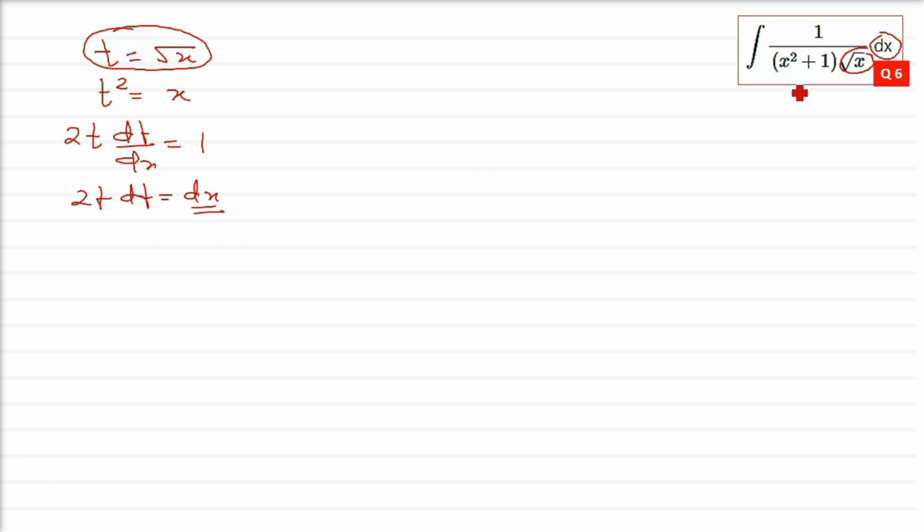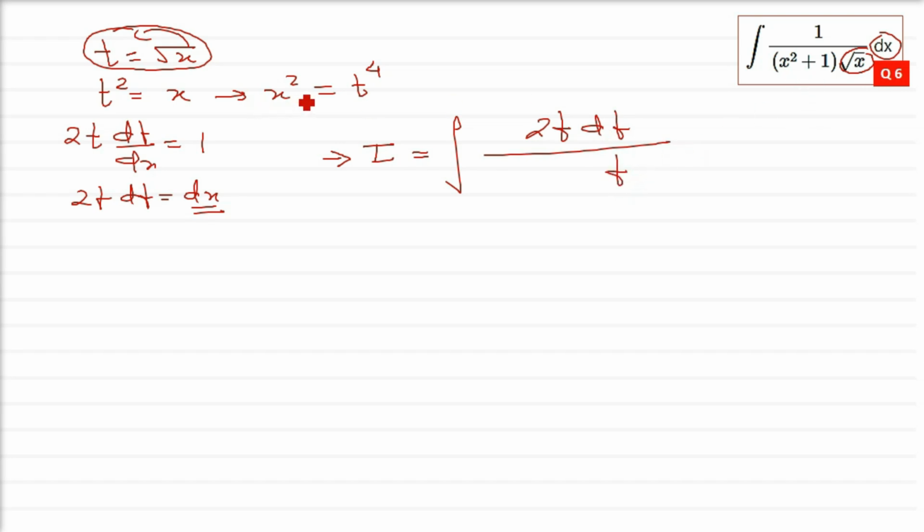How about x square plus 1? X is t square. So in order to take x square, you have to square the t square, so it will be t raised 4. Then we add a 1. So this integration in the form of t will be of this form, 2t dt. Root x will be t and x square plus 1 will be t raised 4 plus 1.